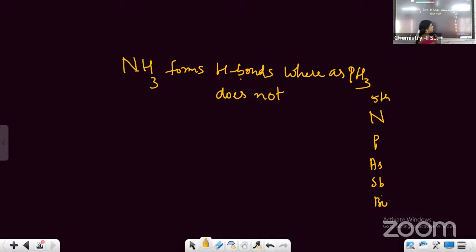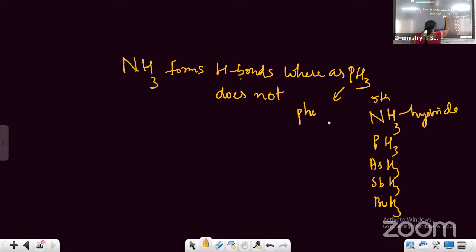All these elements belong to the same group. Now, an element reacting with hydrogen is called what? Hydride. An element with hydrogen is called a hydride. So ammonia is the fifth group hydride, and this is called phosphine. PH3 is called phosphine, and this is called ammonia. Both are fifth group hydrides, but ammonia forms hydrogen bonds, and phosphine does not form hydrogen bonds.